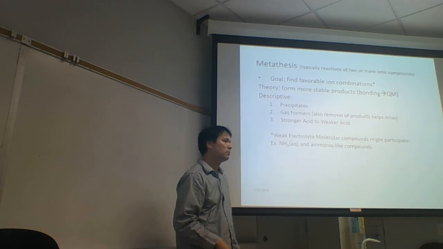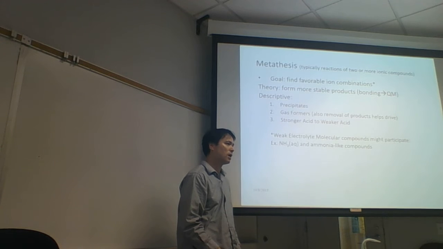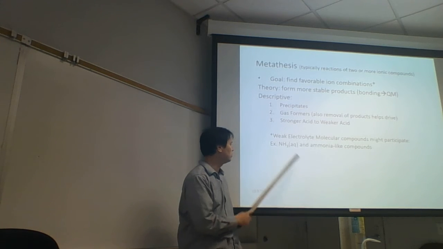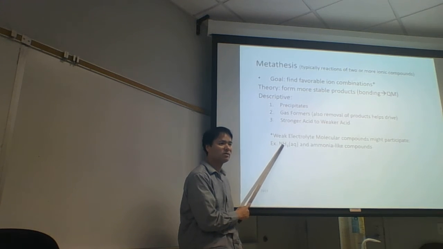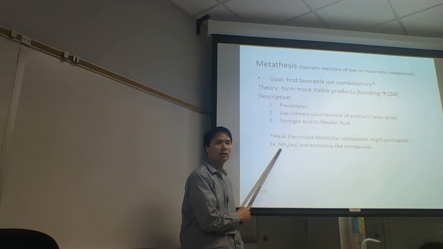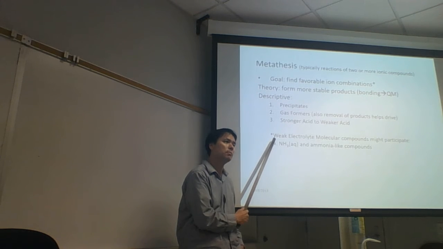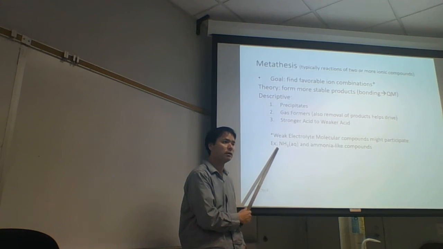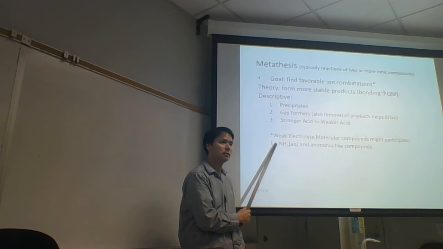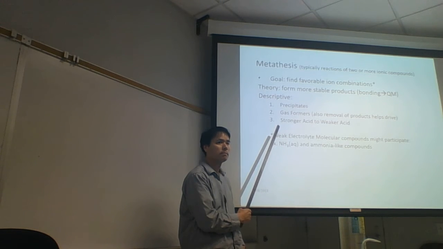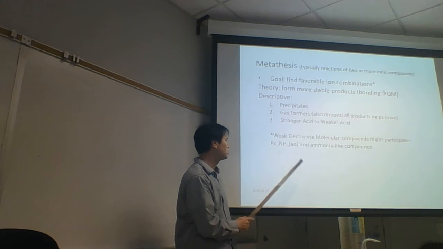However, there are some species that participate in metathesis reactions that don't consist of ions. One of them is ammonia. Does ammonia consist of ions? No, but why would I even consider ammonia in metathesis reactions? Because metathesis deals with ions. Ammonia is a molecule, it's a molecular compound. And so why is that? Did anybody catch that on Thursday? Because it's a strong acid? No, ammonia is what we call a weak base.